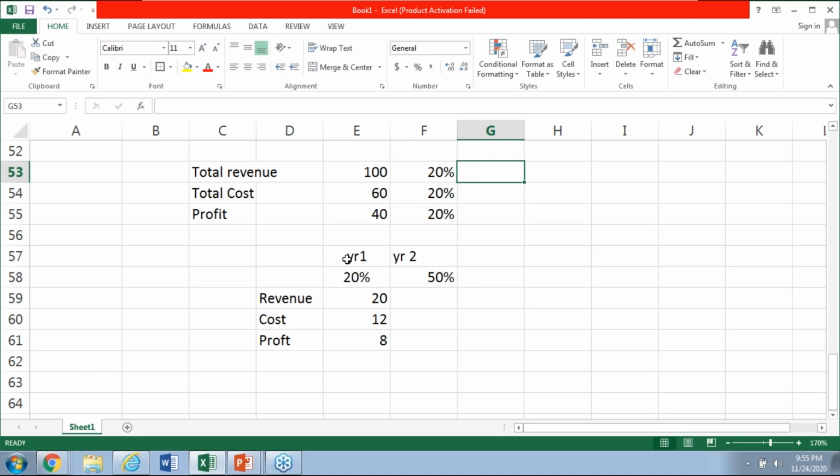So 20% of the revenue will be 100 into 20%, 20. 20% of the cost will be 60 into 20%. So you have to book everything at the percentage of 20%. So 20, 12, and 8. So this is the value for the first year. I am giving you the assignment to calculate the value for the second year. So what will be the revenue, profit, and cost for the second year?